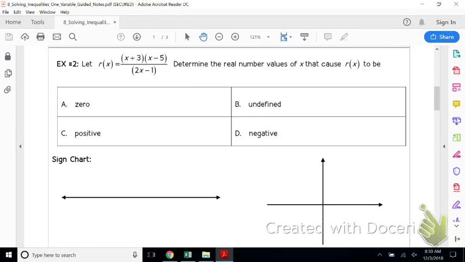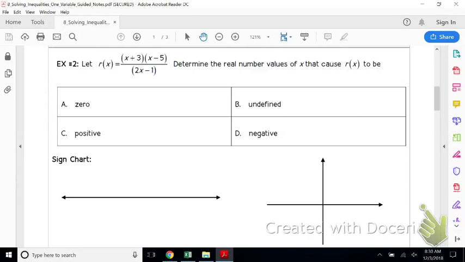Example 2 says let r of x equal that rational function. Determine the real number values of x that cause r of x to be 0, undefined, positive, and negative. So, how am I going to find where it's going to be 0? What's another word for 0? Solution, x-intercept, right? We talked about rational functions, how to find the x-intercepts. How do we find them?